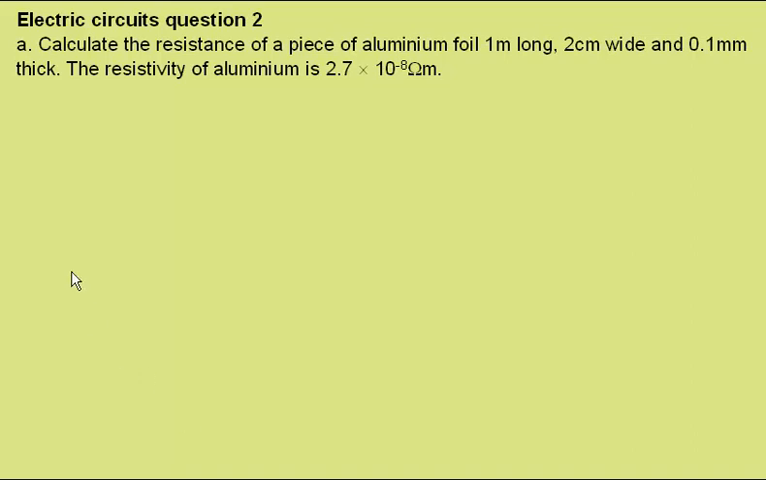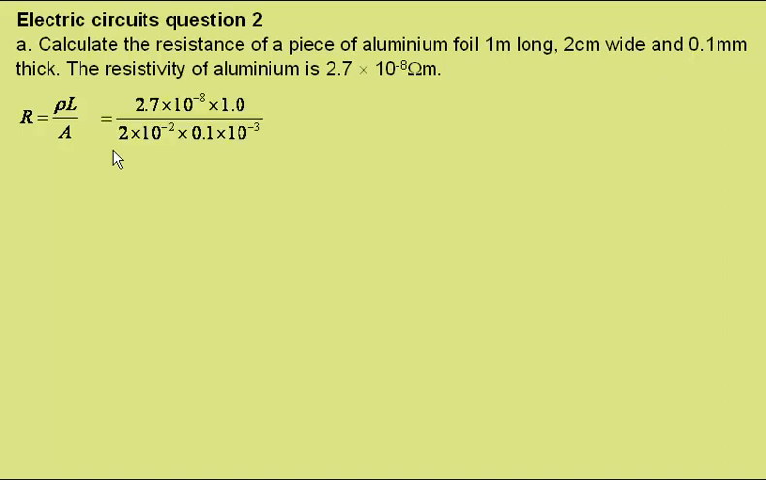Well, for this we need the equation R equals rho L over A, which is given on the data sheet. R is the resistance in ohms, which we want to find, rho the resistivity in ohm meters, which we're given, L the length we're given, and A the cross-sectional area we can work out from multiplying the width by the thickness.